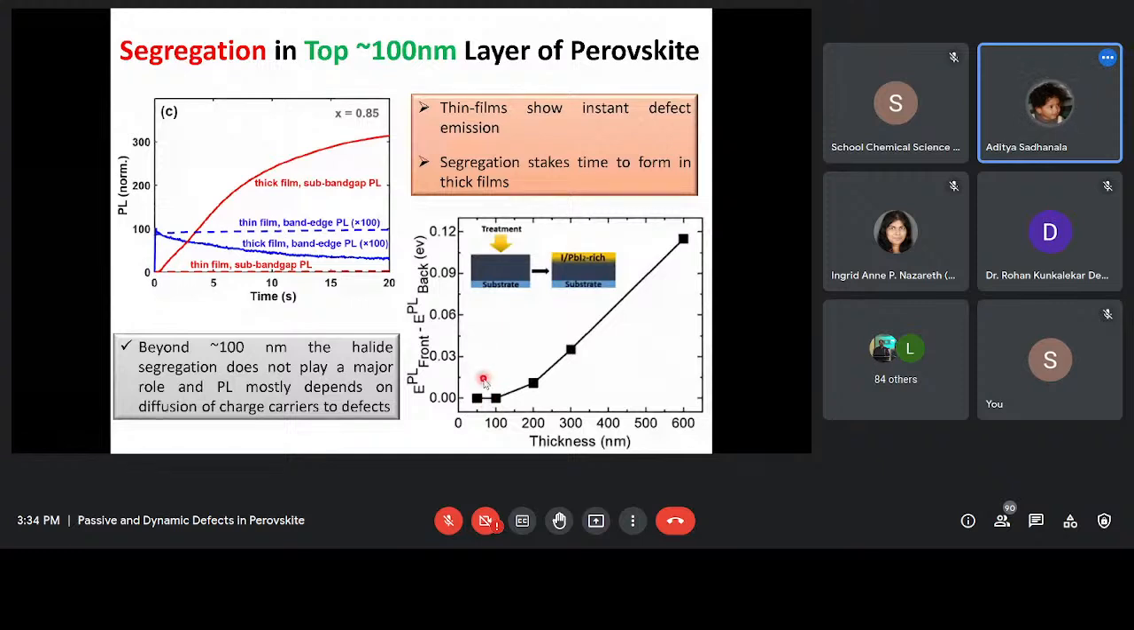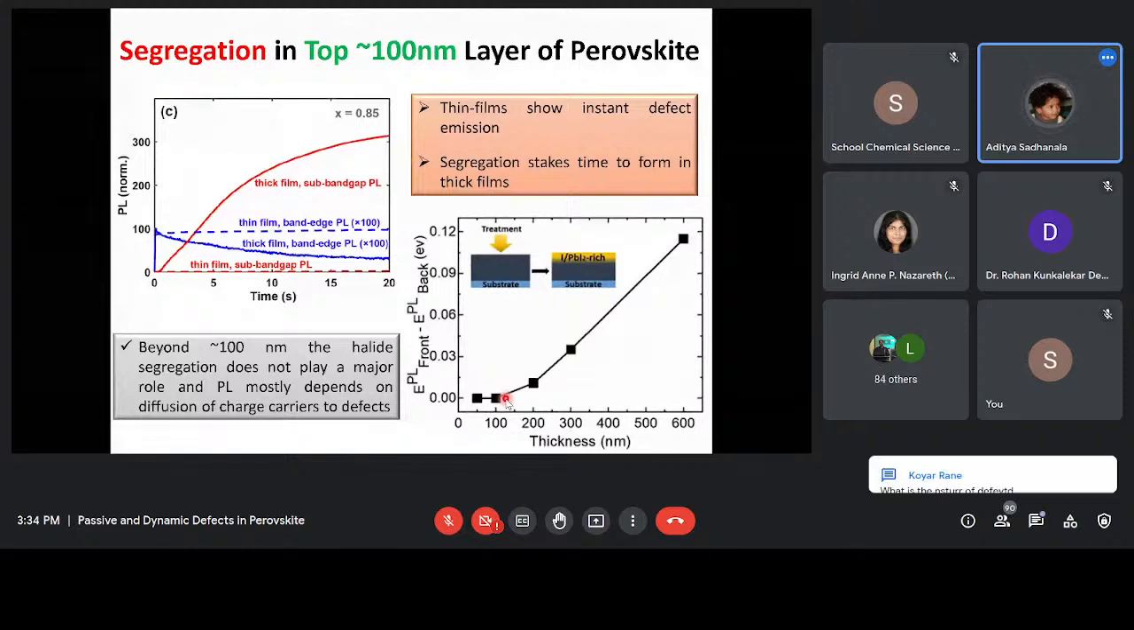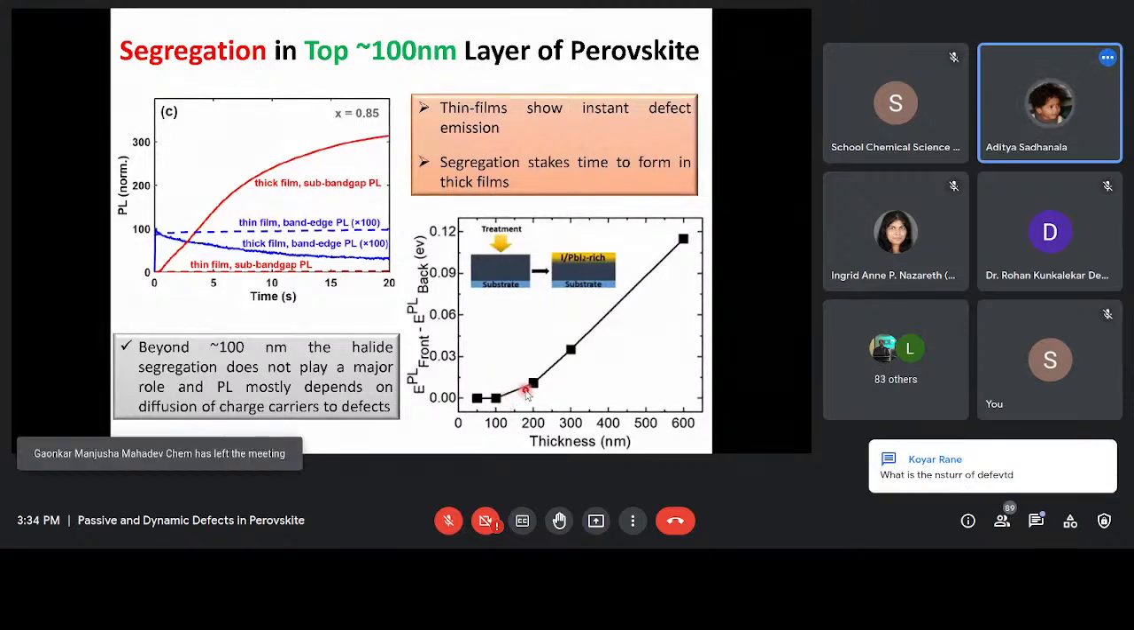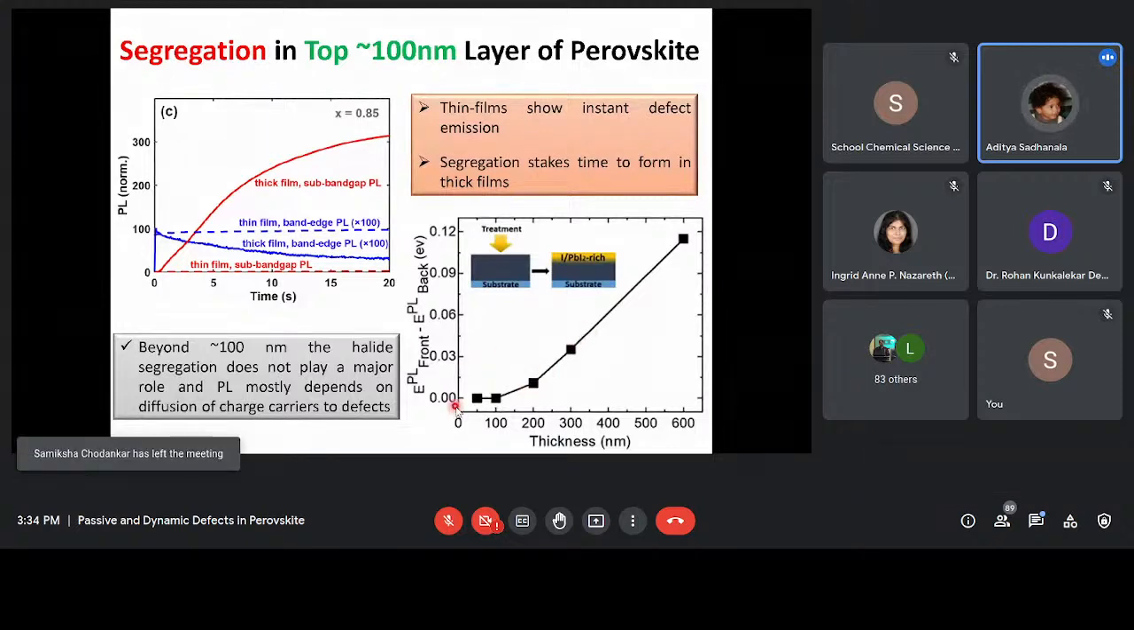What we observe is that as we increase the thickness, there is no difference in the PL until 100 nanometers. Beyond this, we see a big difference between the PL obtained from the front and the PL obtained from the back of the sample. So up to 100 nanometers, this defect formation dynamics is happening all throughout the film. Beyond this, it only happens on one side, not on the back side. So 100 nanometers seems to be the key thickness for these parameters.